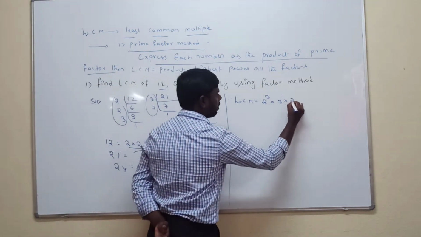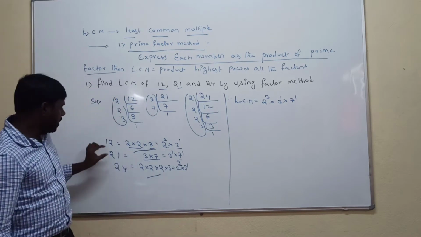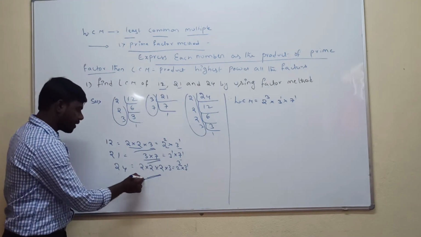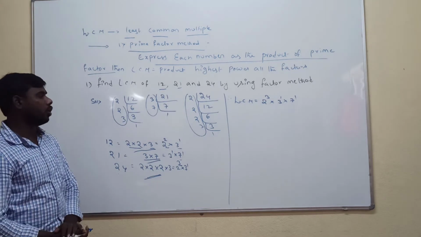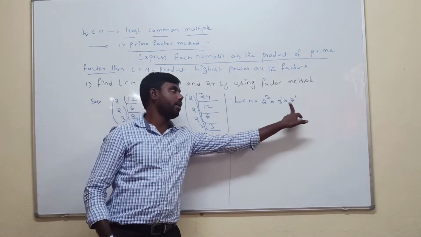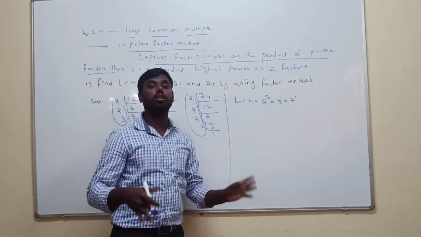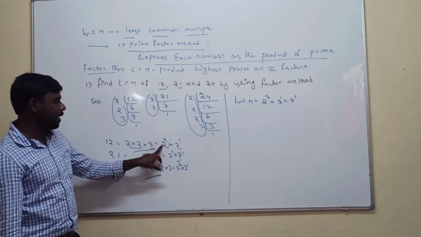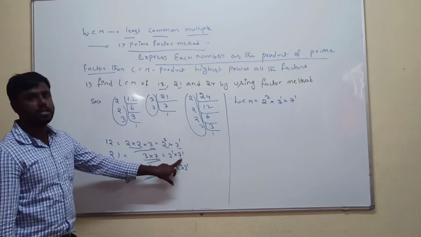So 7 power 1. Everyone understood? Express each number as a product of the prime factors. Then LCM is equal to the product of the highest power of all the factors. Here, which numbers appear? Only 2, 3, and 7 appear here.